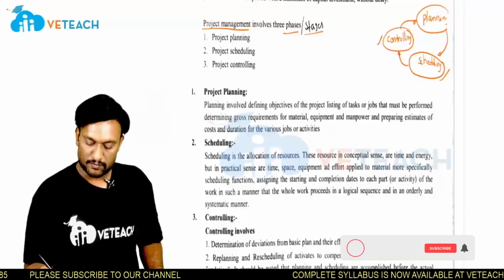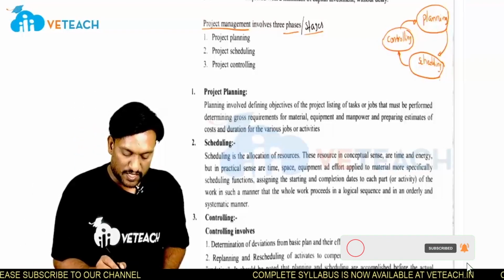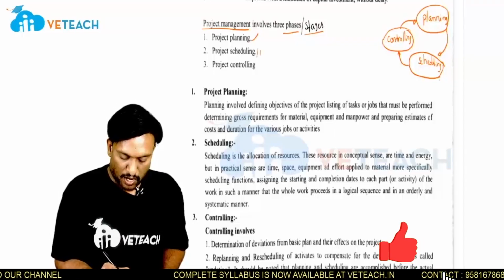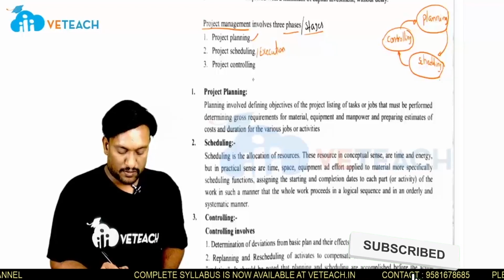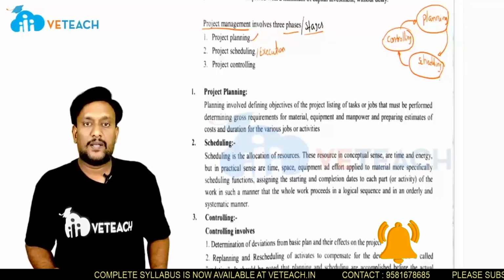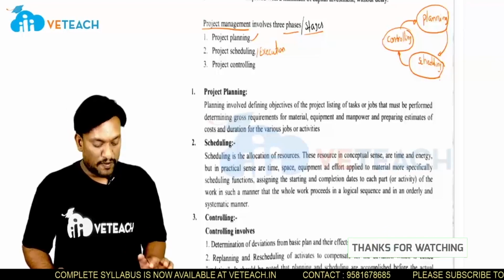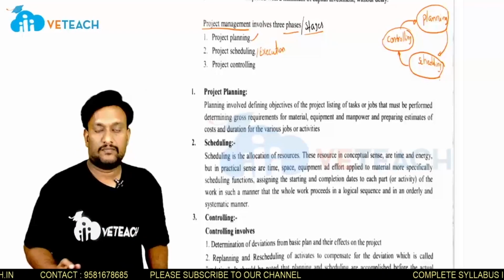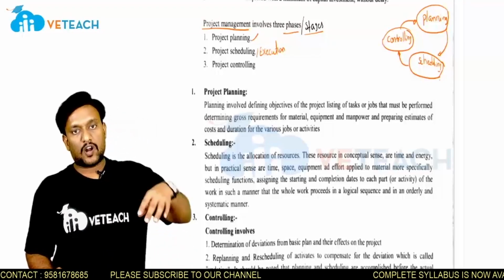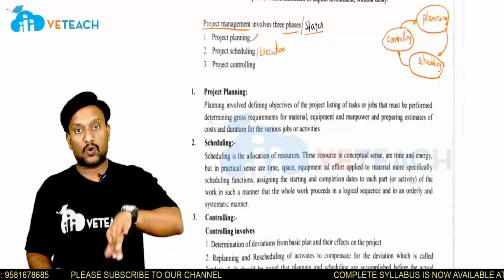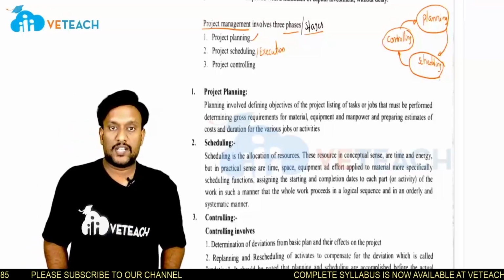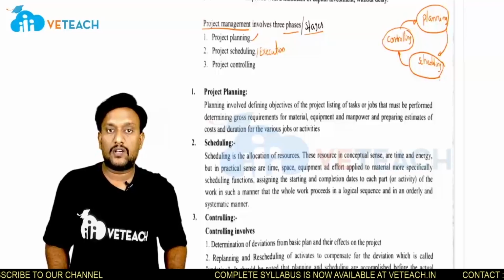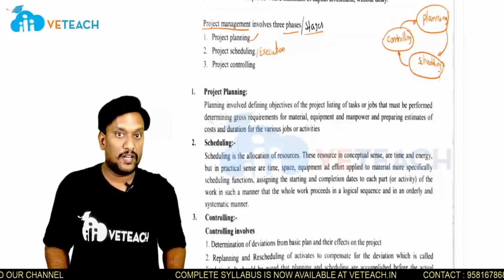Project management involves three phases: project planning, project scheduling, which is also called execution, and project controlling. Generally, before the start of the work we will plan and schedule any project. After starting the work, when the work is going on, the controlling stage will come into the picture. In the controlling stage we will do updating, replanning, and rescheduling. There we will deal with updating.